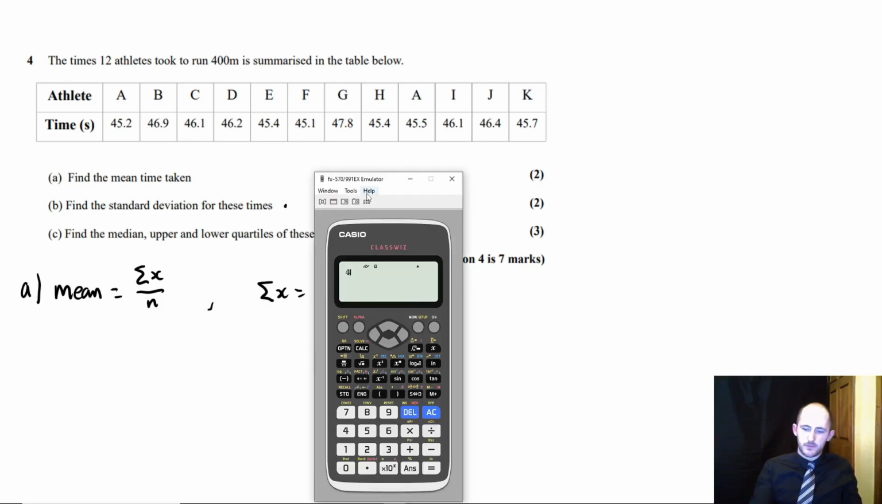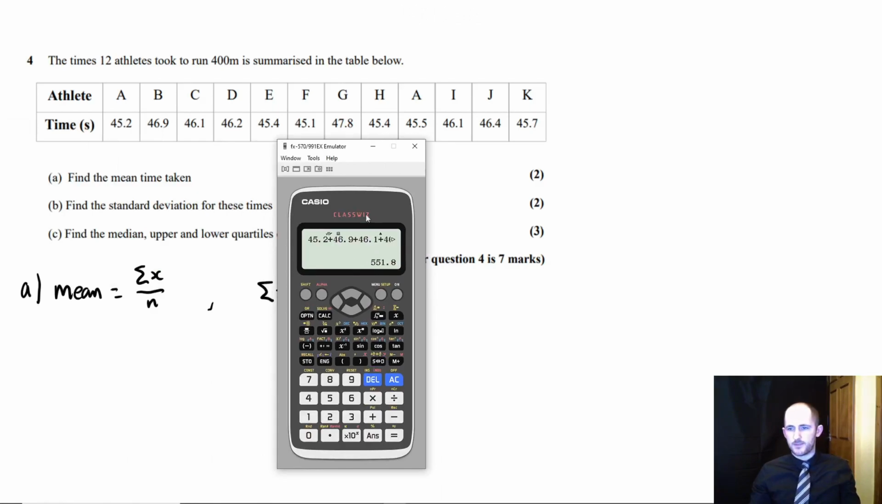So 45.2 plus 46.9 plus 46.1 plus 46.2, 45.2, 46.4, 45.1. Also, for those of you that want to use just the table method, keep in mind that entering something into a table generally takes about as long as just working it out. I almost lost my place there for a second. 46.4 and 45.7. And, oh, I didn't show you the answer, it's 551.8.